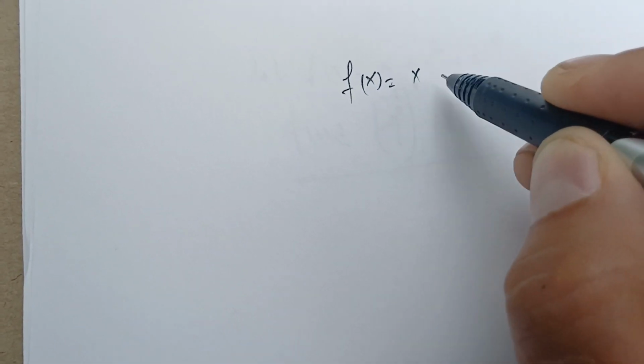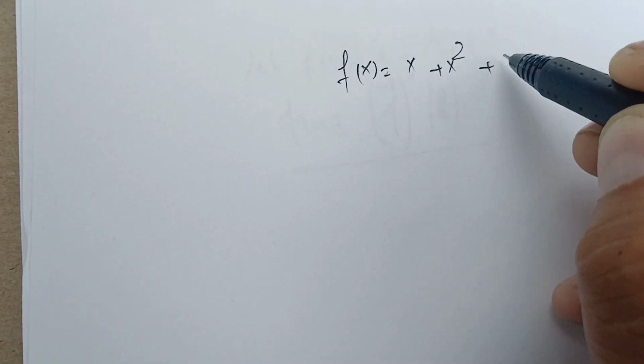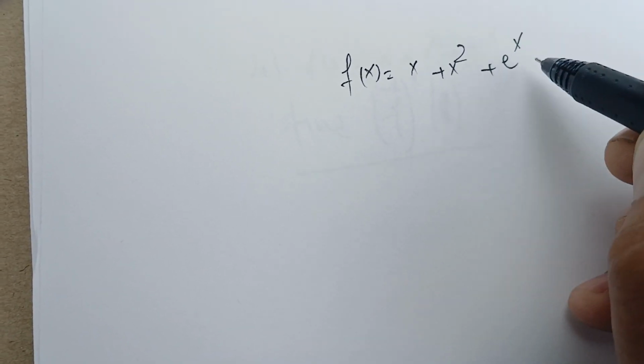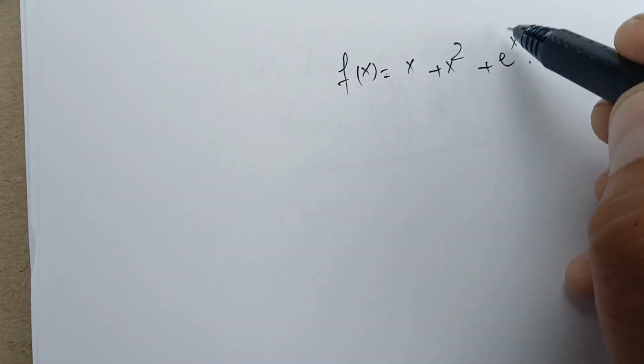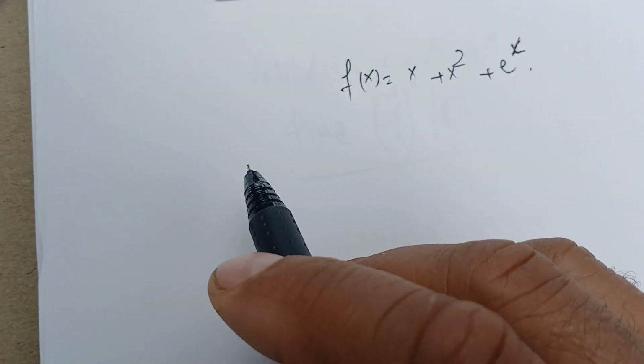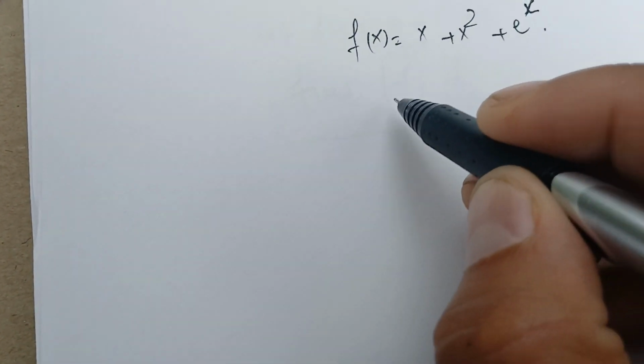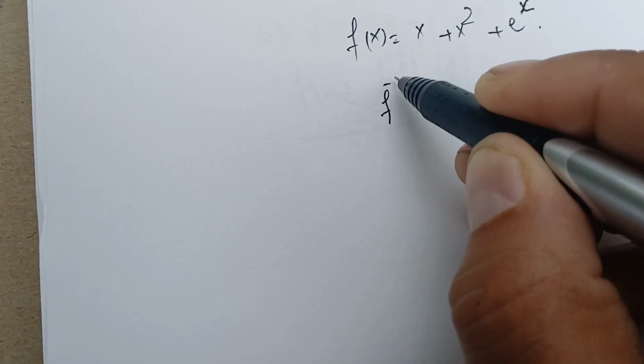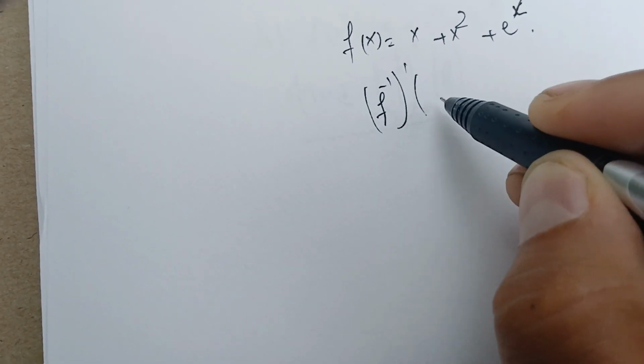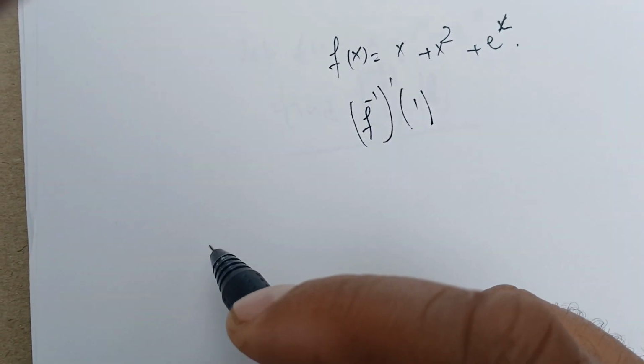Now we consider the following function: f of x given by x plus x squared plus e to the power x. We want to find the derivative of the inverse function at 1.